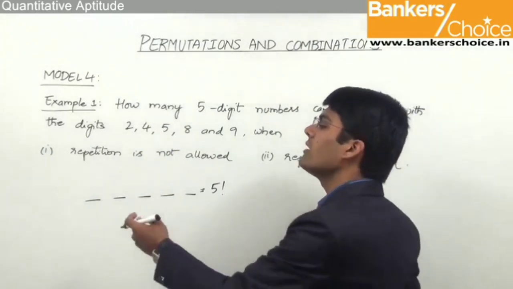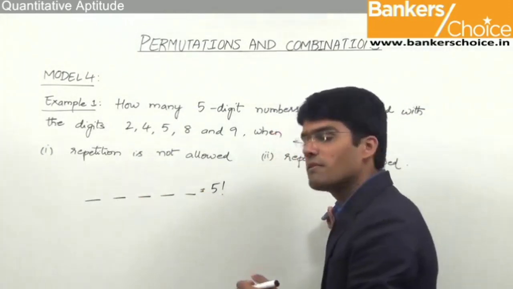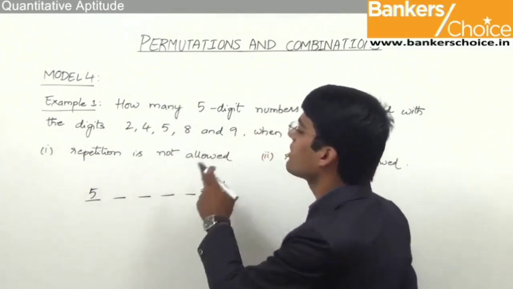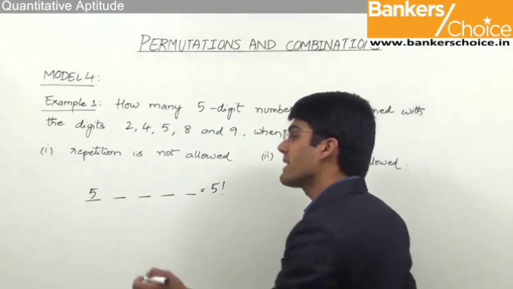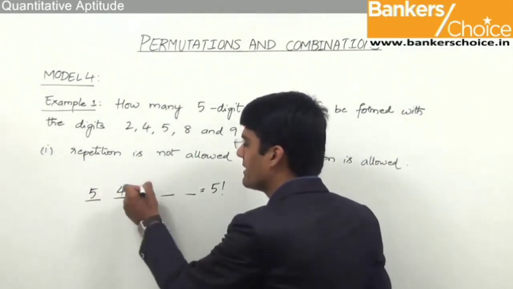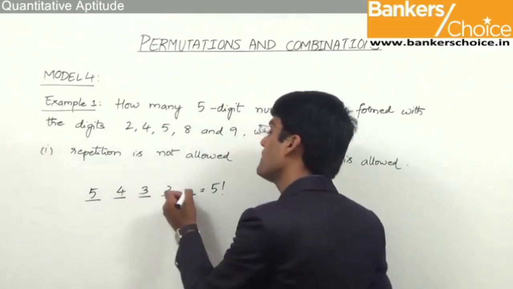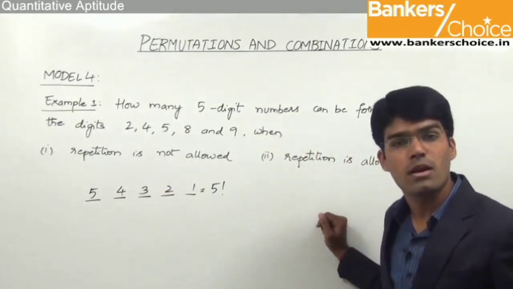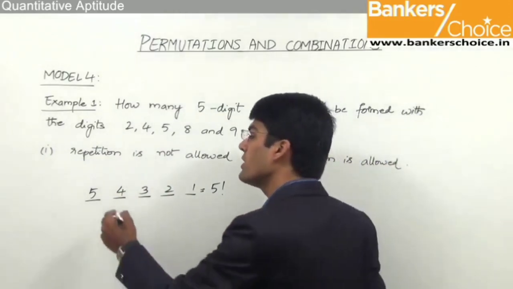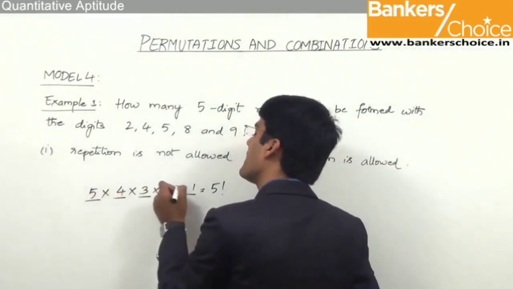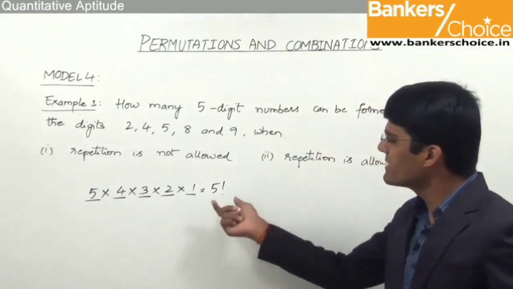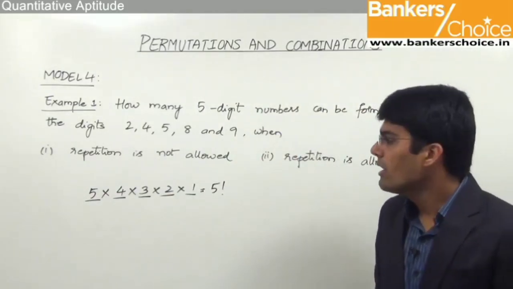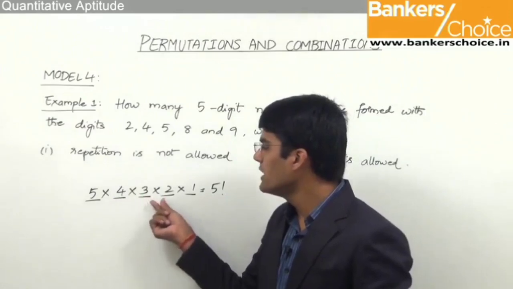Otherwise, even if we go for the multiplication principle, we find that the first position can be filled in 5 ways: 2, 4, 5, 8 or 9. Any of those 5 digits can come. The second position can be filled only in 4 ways. The third can be filled only in 3 ways, the fourth in two ways, and the fifth one in only one way. Whatever digit is left out has to come in the fifth position. So altogether, going by the principle of multiplication, it is 5 into 4 into 3 into 2 into 1, which is again 5 factorial.